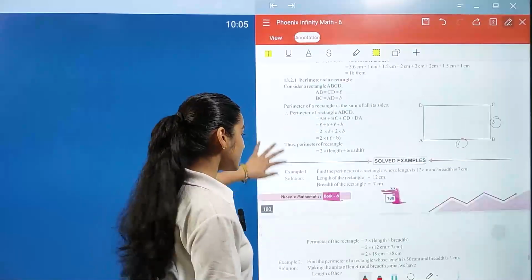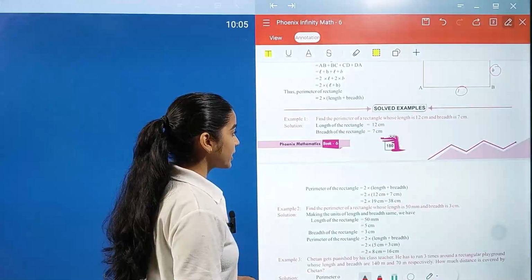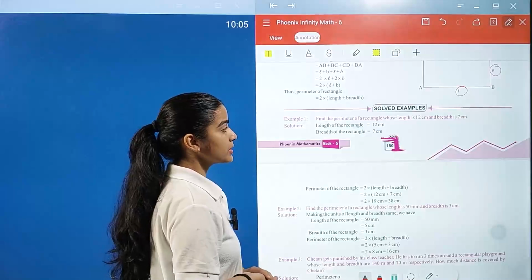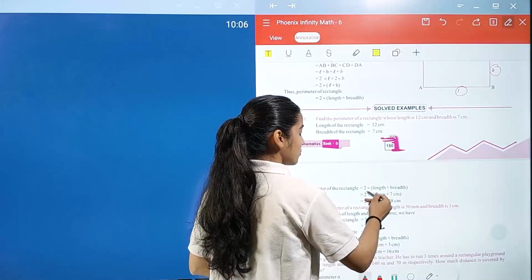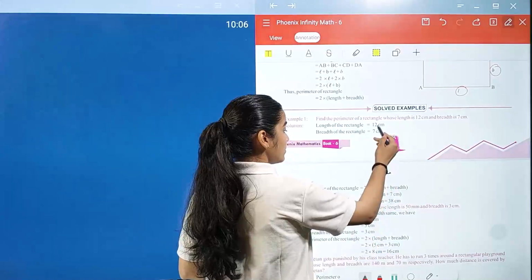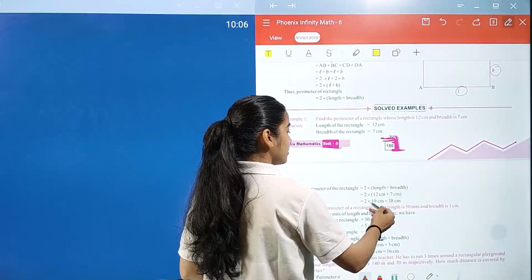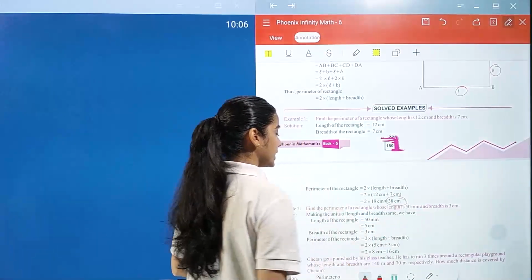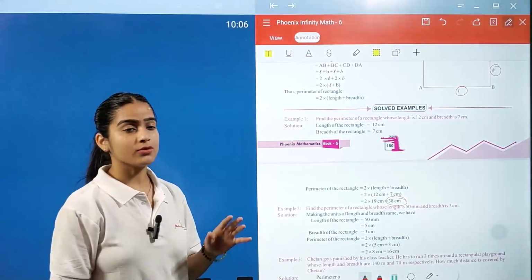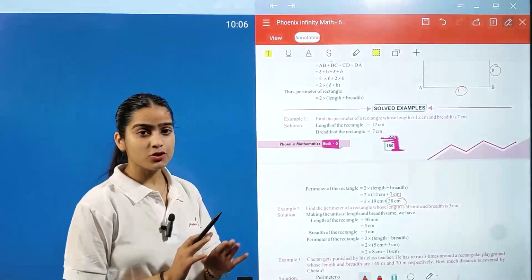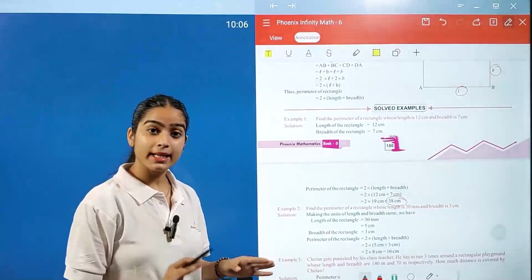Now find the perimeter of a rectangle whose length is 12 centimeter and breadth is 7 centimeter. You have your formula, length plus breadth, and then you multiply it by 2. So 12 plus 7 is 19, and 19 multiplied by 2 is equal to 38 centimeter. In perimeter, you just have to put the unit as you have in your measurement. There is no change in unit, but in area there is a change.